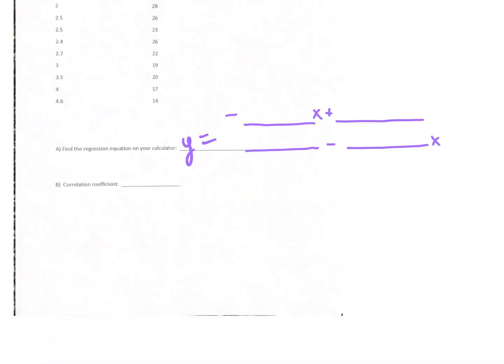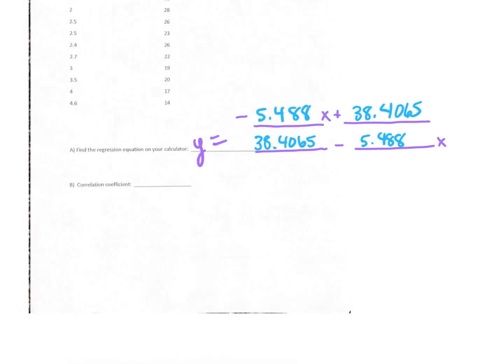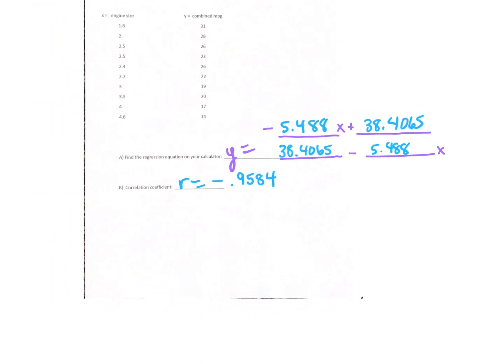I'm writing this both ways because you guys keep asking me if that's okay. So I don't care either way. The key is making sure you have the correct signs, right? Minus 5.488x, right? Okay, correlation coefficient is what? Negative 0.9584. Okay, so we have our equation.